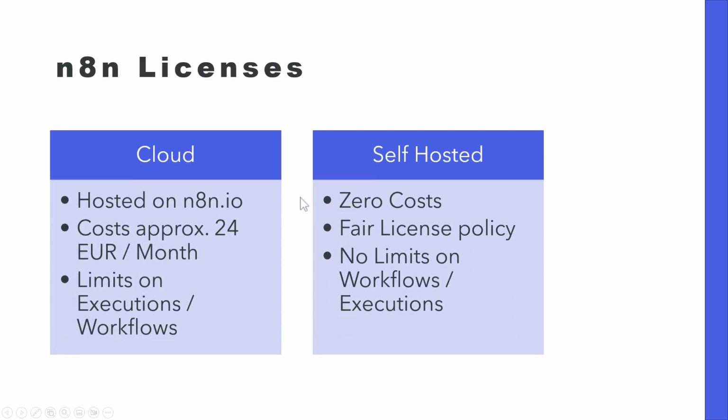So n8n has about two types of licenses: cloud and self-hosted. The cloud license is hosted on n8n.io, which is their own platform. It costs approximately 24 euros a month for the basic plan, and it has some limitations on execution and workflows.